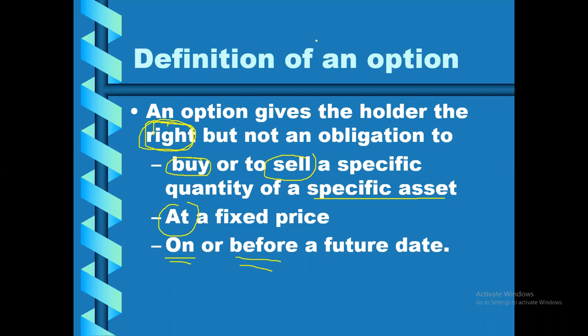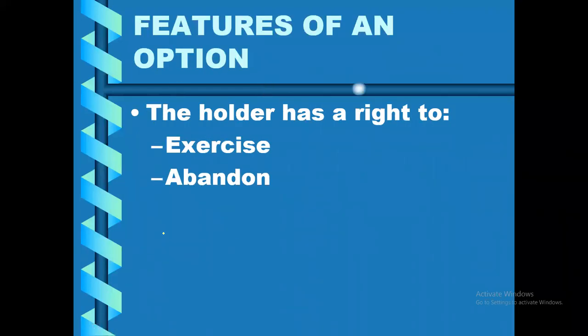What else? Features of an option. The holder has the right either to exercise an option or to abandon it. It's as simple as that. So it's either you exercise your option or you simply allow it to lapse if it is not in your favor. So then one can argue that the option puts you in a very powerful position. I agree with you, it does put you in a very powerful position.